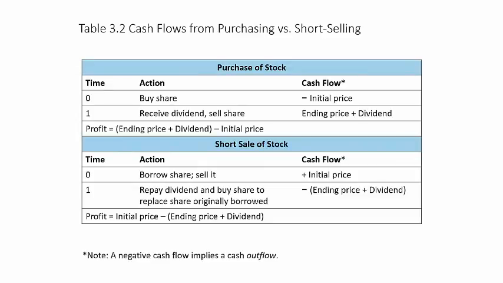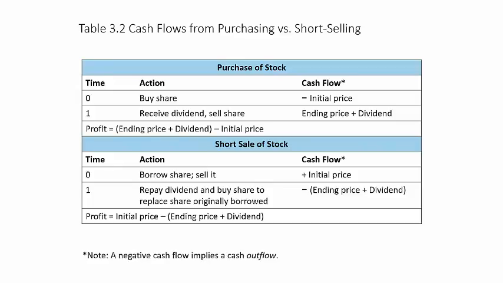Okay? So this chart, this table, take a look at it, sort of sums up what we've just talked about. So in time 0, when you're purchasing a stock, we are buying a share. The cash flow is the initial cash flow. In time 1, receive dividends or you sell share, ending price plus dividend. Your profit would be ending price plus dividend minus the initial price.